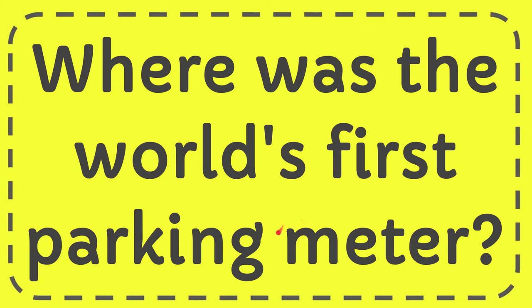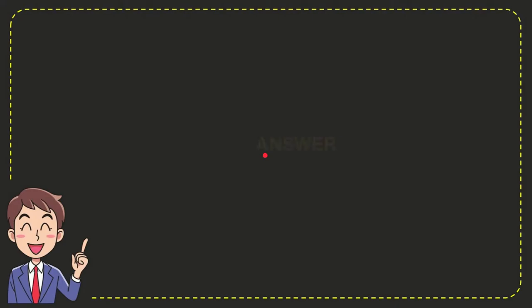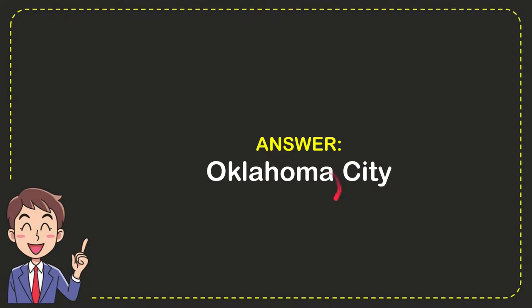In this video, I'm going to give you the answer for this question. The question is, where was the world's first parking meter? The correct answer for the question is Oklahoma City. So that is the answer for the question.